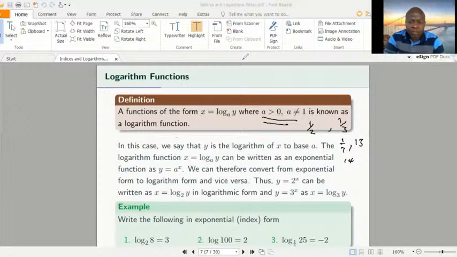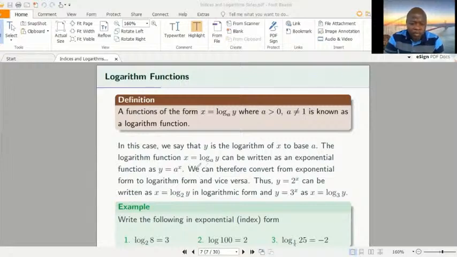So you can read what I've written here. I've said that in this case, we say that x is the logarithm of y to base n. So how do we read this? The log of y to base n, that's how I read it. x equals the log of y to base n. That's how I read that.